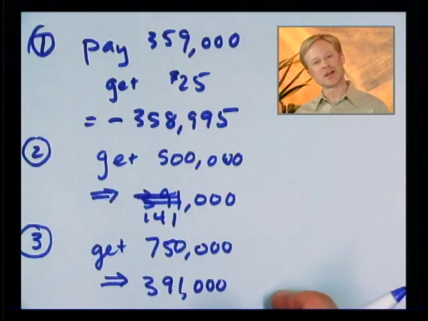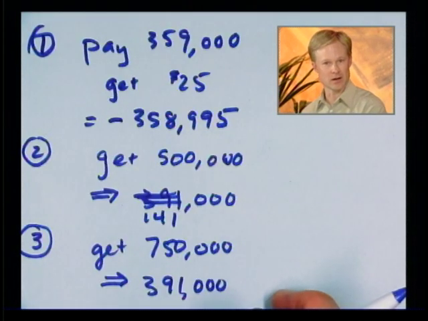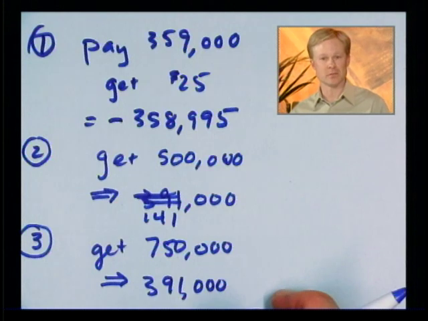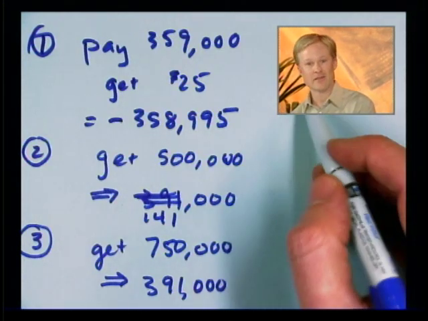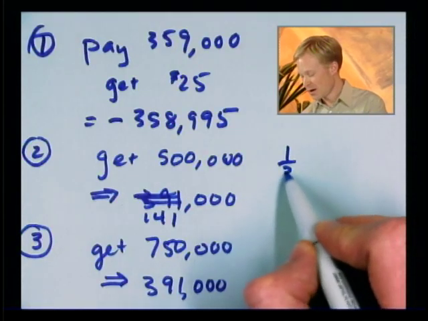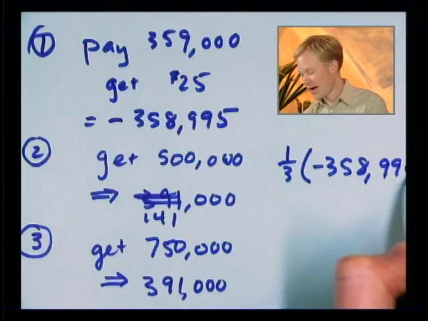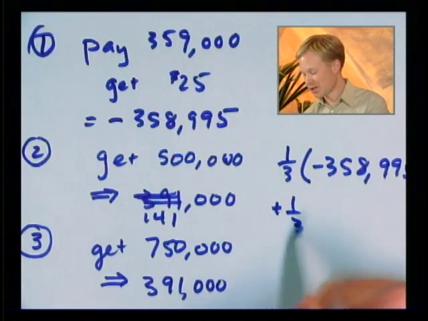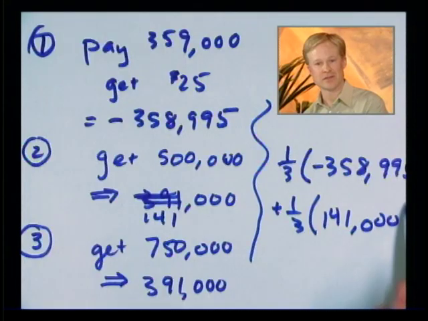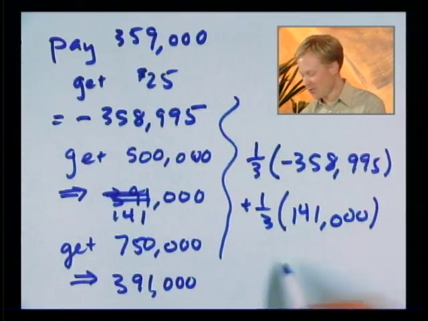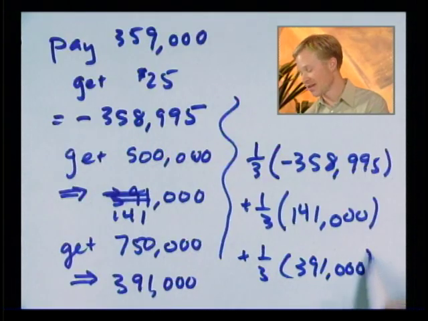So here's how the mathematics works. These are 3 scenarios, and they're all equally likely because it's a 1 in 3 chance for any of those to be in the suitcase. So what the banker would do is say, all right, I have a 1/3 chance of losing this $358,000 here. I have a 1/3 chance of actually winning some money, which would be the $141,000. That's if he gets the $500,000. And I have a 1/3 chance of getting $391,000. And this produces an expected value.